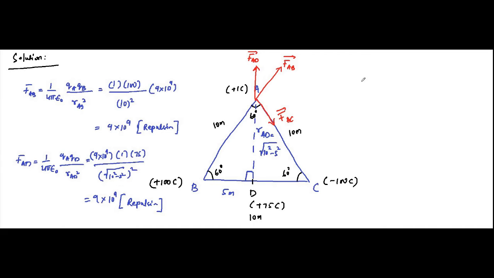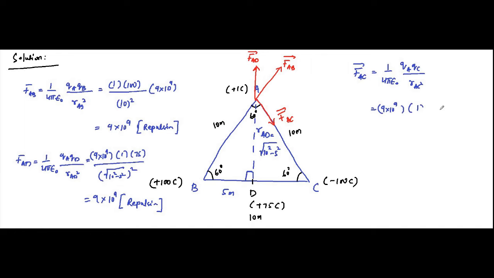Then is force FAC. Again it will be 1 by 4 pi epsilon 0, that will be equal to QA QC by RAC whole square, 9 into 10 to the power 9.